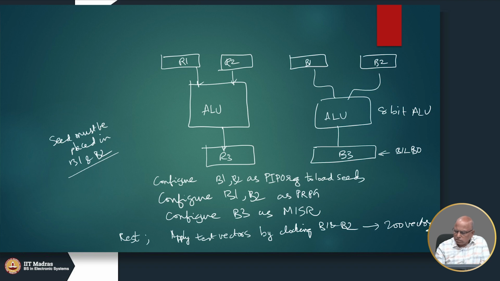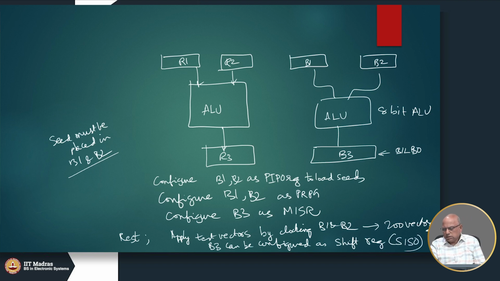Then when you are done with the testing, B3 can be configured as a shift register or serial in serial out to scan out the signature that was generated. So that is the advantage of a BILBO.